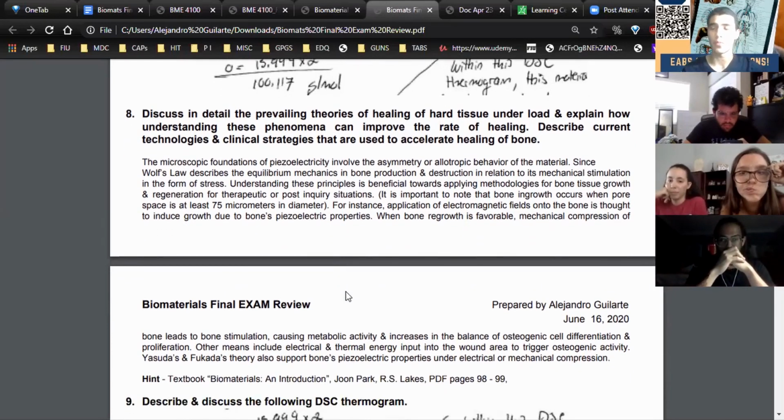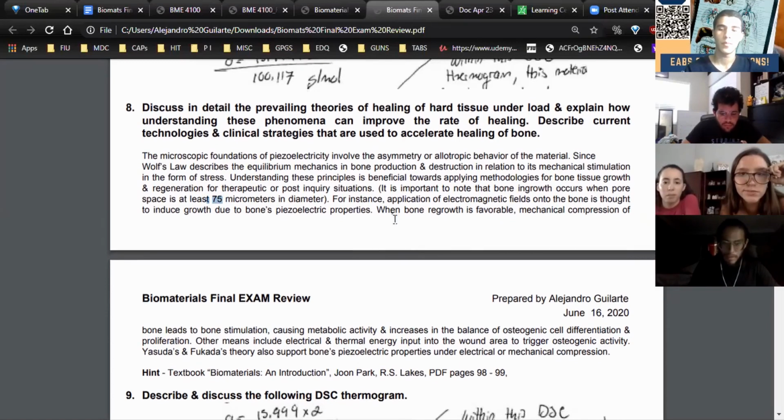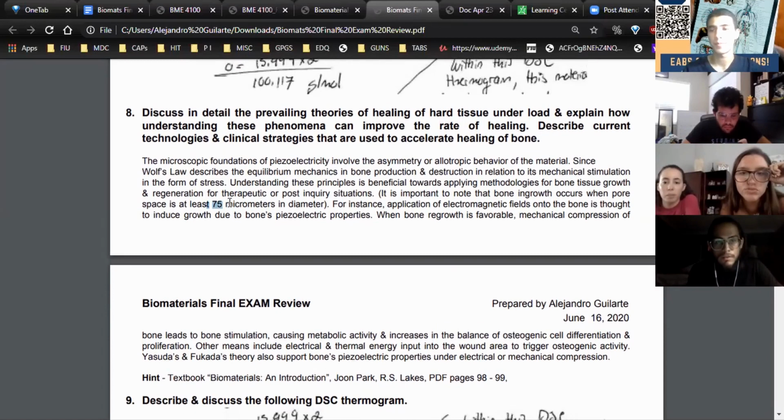A particular note you should understand is that this growth usually does not occur for diameters less than 75 micrometers. So if you want pore ingrowth in bone, then you should have pores greater than that value. That will be useful for ceramics. Pores greater than 75? Yeah, 75 micrometers, okay.